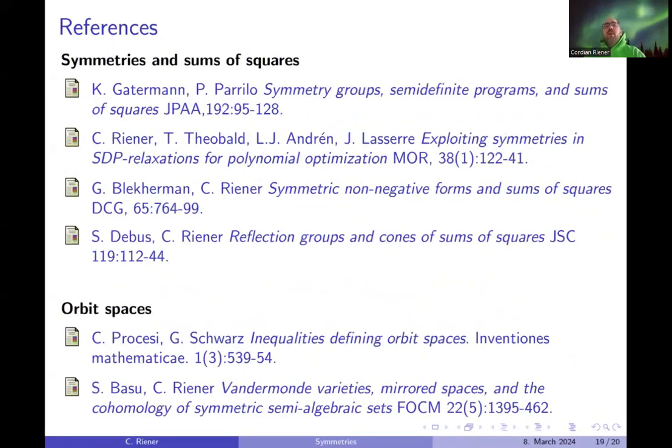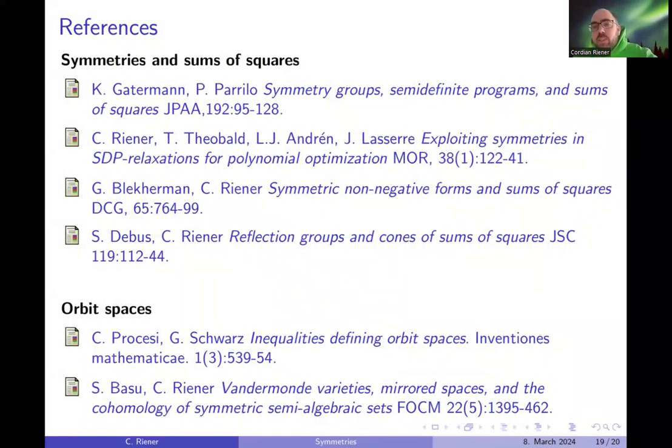And lastly, from these applications that I tried to convey in lectures 4 and 5, symmetries and sums of squares, I mentioned this beautiful paper by Gatermann and Parrilo, which started this whole thing. All of the methodology that I explained can be found in this paper. If you're then interested in specific groups, I and some co-authors have some papers where we do this for the symmetric group and for reflection groups, where we use it in polynomial optimization. There are a lot of papers that I should have added here as well, where people are using representation theory to simplify things with sums of squares and symmetries. And for this lecture this morning, I mentioned this article by Procesi and Schwarz, Defining Inequalities for Orbit Spaces, which is an interesting read.